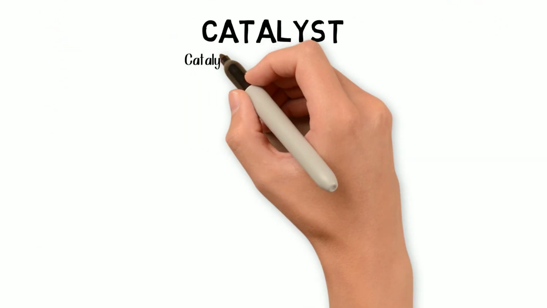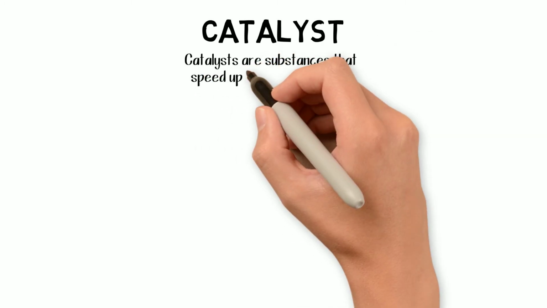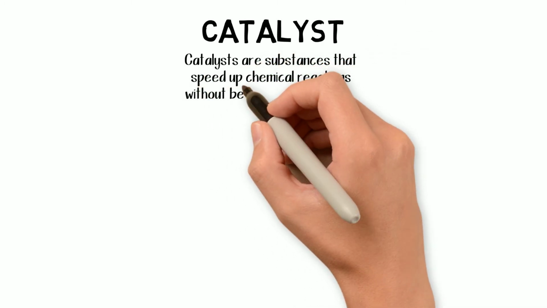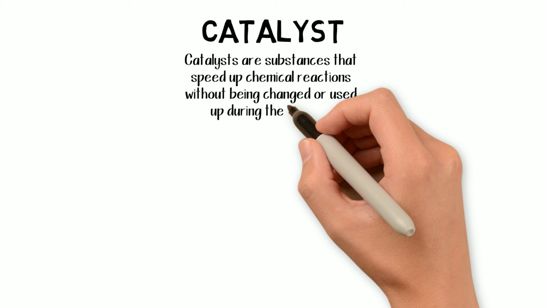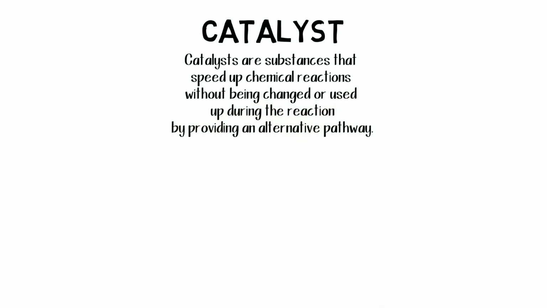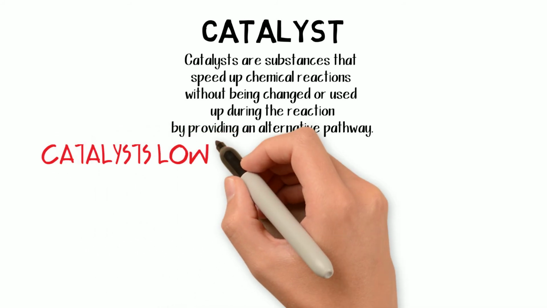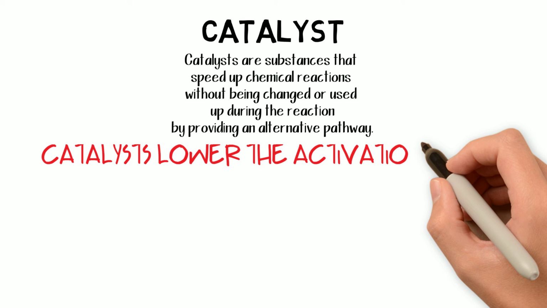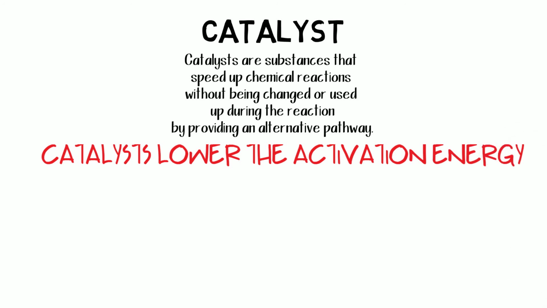Now we will discuss the catalyst. So, what is a catalyst? In fact, catalysts are substances that speed up a chemical reaction without being changed or used up themselves. They do that by providing an alternative pathway for the reaction. Catalysts will lower the activation energy, making it easier to react.